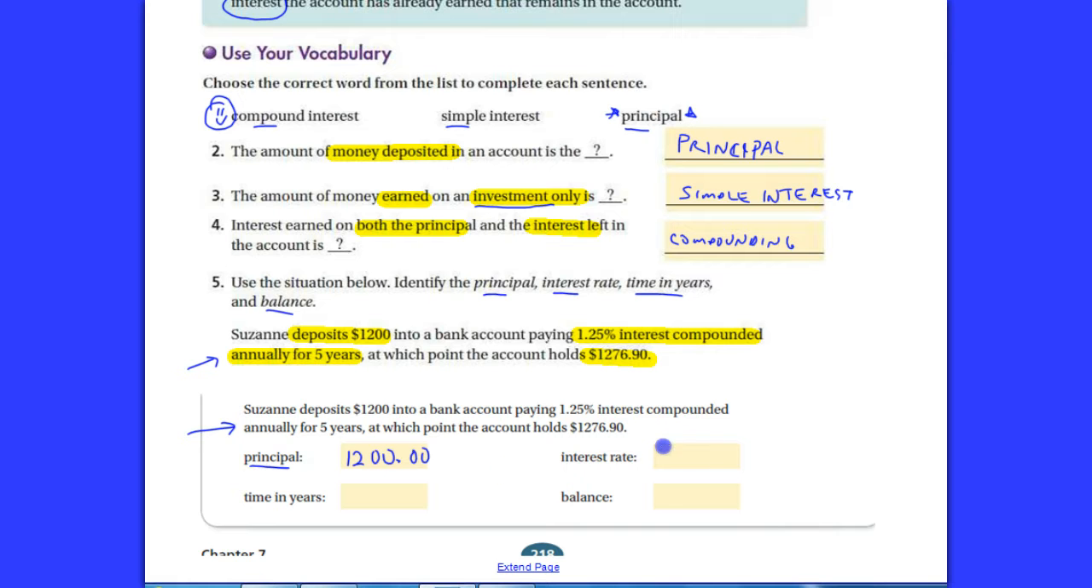The interest rate is 1.25%. Now, we will use that. If we use that in the math equation, we have to use that in decimal form, which is 0.0125. It's just changing a percentage into a decimal. The amount of time in years is 5, right? 5 years. There's 5 years here. And the balance at the end was $1,276.90. Okay, so what we're doing there is just identifying the different pieces there.